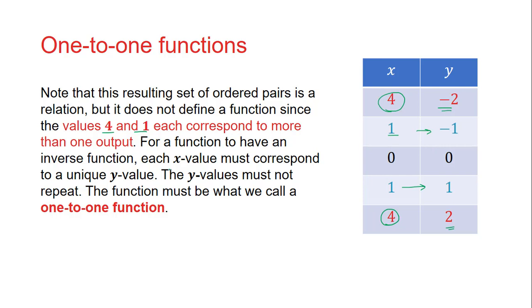For a function to have an inverse function, what must be true is that each x value must correspond to a unique y value. The y values must not repeat. Now, for it to be a regular function, that's fine. The y values can repeat. But for it to have an inverse, we can't have repetitions in the y values either. And so this type of function is what we call a one-to-one function, where each x value corresponds to a unique y value.